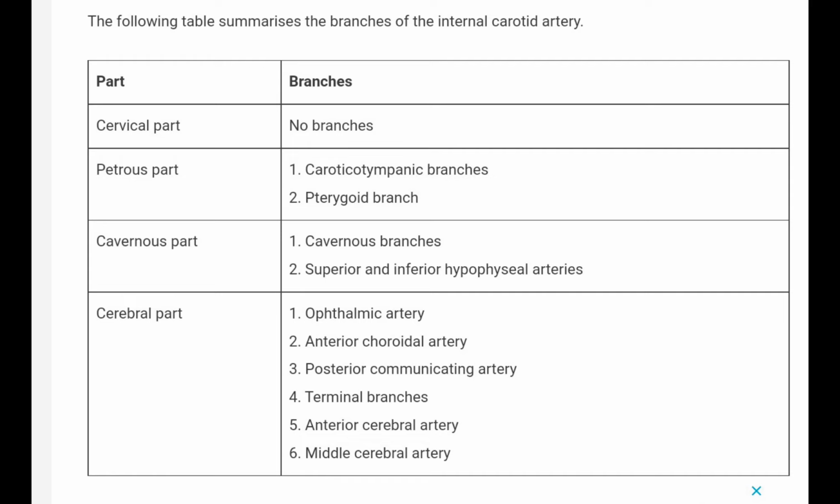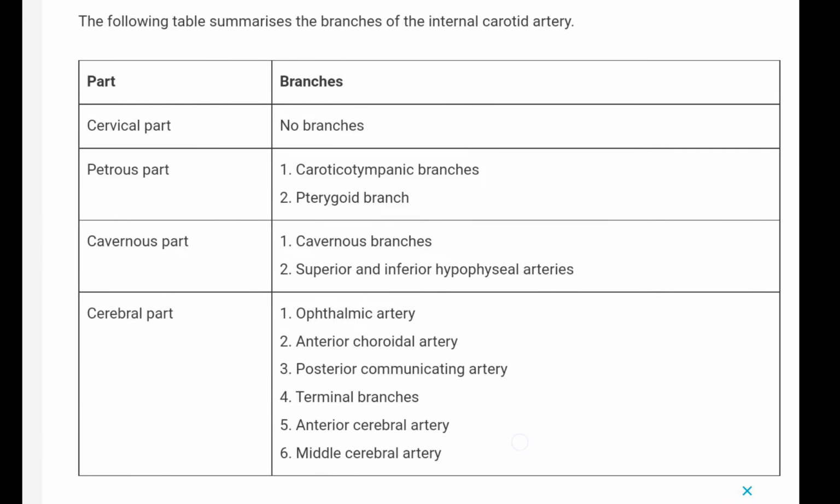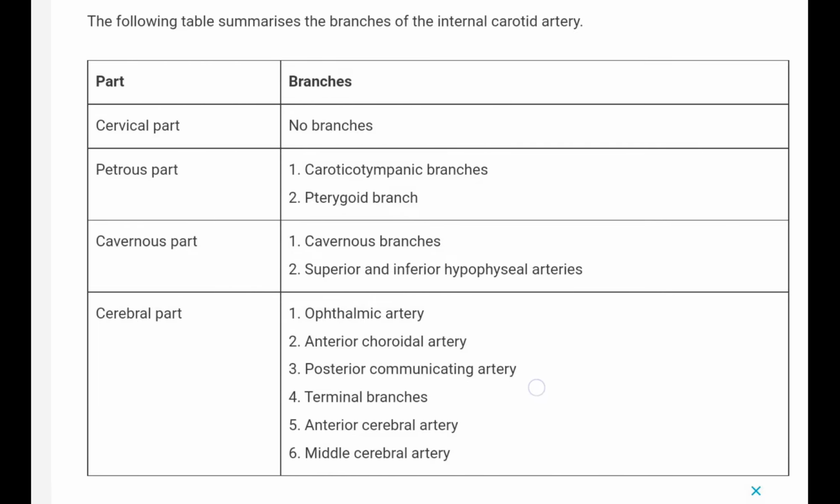Then the cavernous part has branches for the cavernous sinus, cavernous branch, and hypophyseal branch, and along with it a meningeal branch. So for the sinus, for the meninges, and for the hypophysis. Then in the cerebral part, for the eye, ophthalmic branch, and anterior choroidal branch, and then anterior cerebral, middle cerebral, and posterior communicating branch. These are in the region of the circle of Willis.